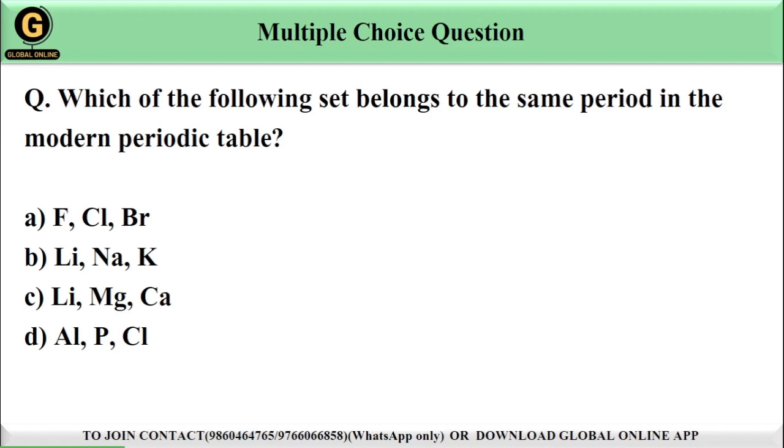The correct answer for this question will be option D, aluminium, phosphorus, chlorine, because elements aluminium, phosphorus and chlorine belong to the third period in the modern periodic table. They are arranged in the same row, whereas the other sets belong to different periods. Hence the correct answer is aluminium, phosphorus, chlorine, option D. Let's move to the next question.